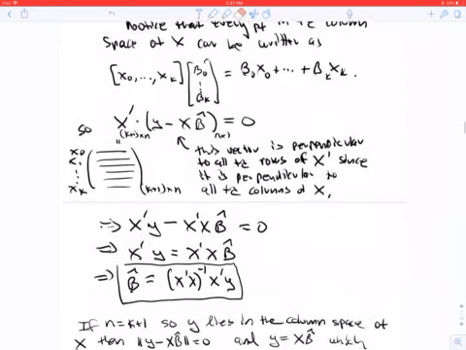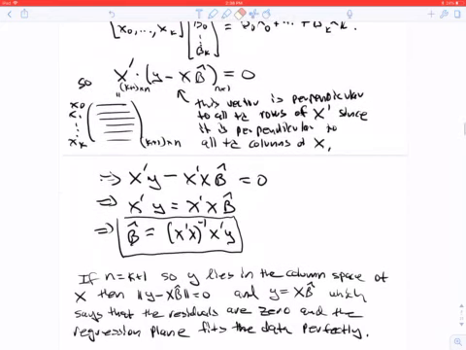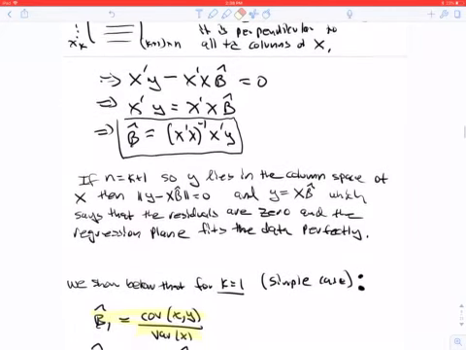And so what that means is that the dot product of x with our vector y minus x beta hat should be 0. And if you solve that equation, you get that beta hat is x transpose x inverse x transpose y. So this is a famous equation, and it's easy to remember.